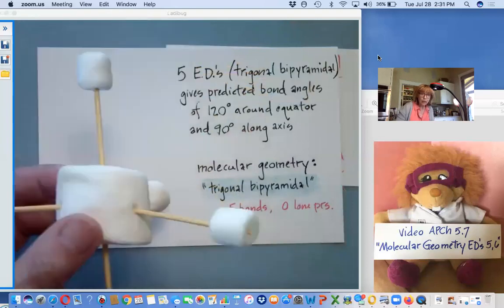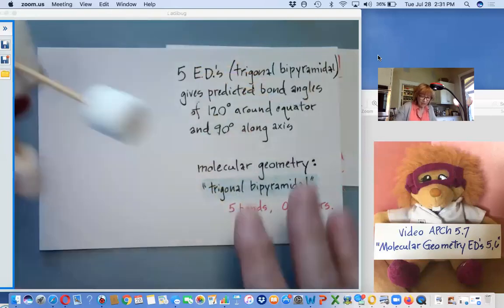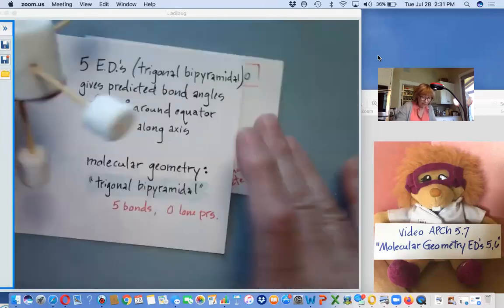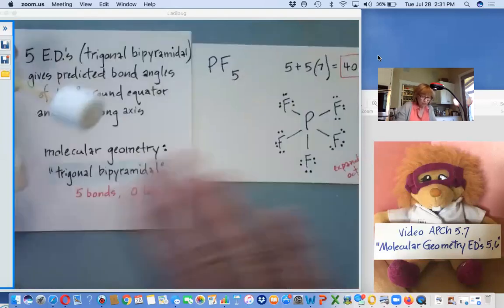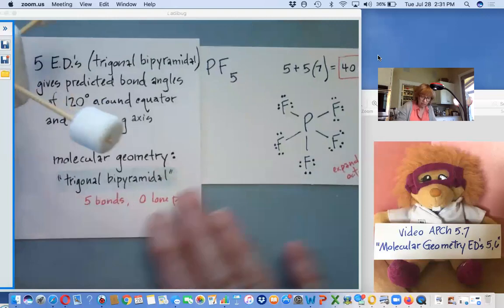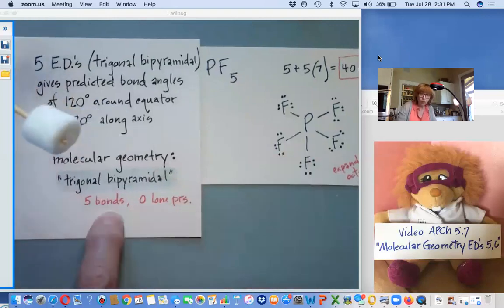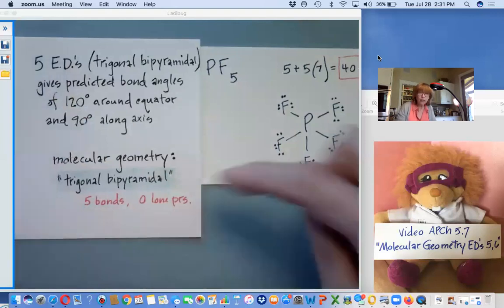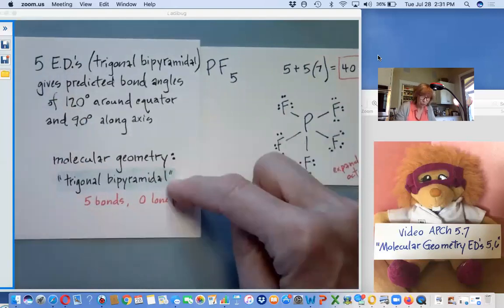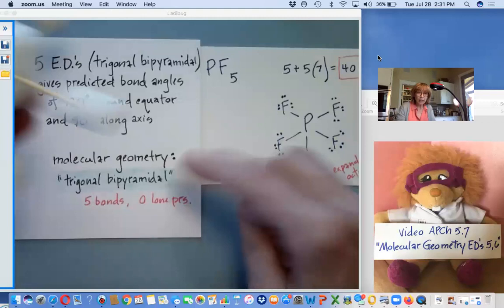Trigonal bipyramidal. And if your molecule has 5 electron domains around the central atom, and all 5 of those domains are bonds with no lone pairs, then the molecular geometry has that same name, trigonal bipyramidal.